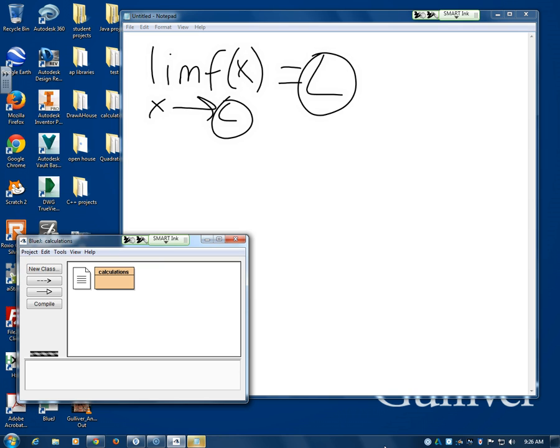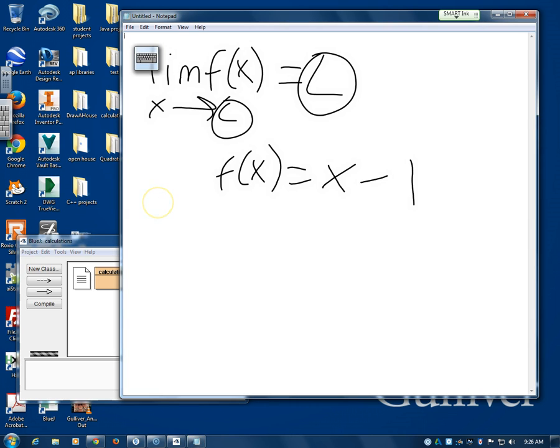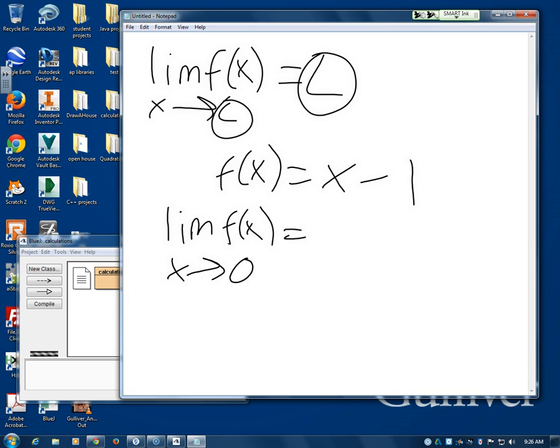Let's say f of x equals x minus 1. That means the limit of f of x as x approaches 0 is, you would take this 0 and plug it in to the x right here, and that would be -1. So the limit of this function, x minus 1, is -1.